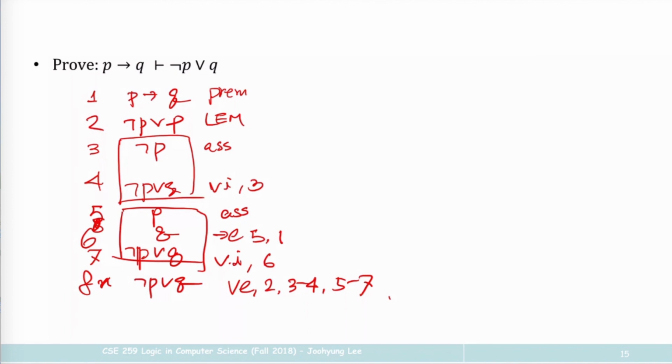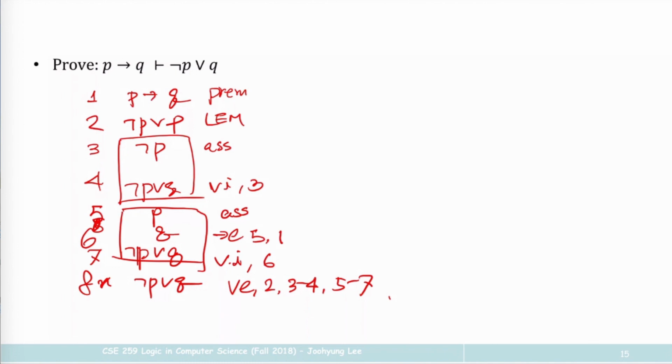Okay? Let me repeat. In the first box, we assume not P is true. From this, it's easy to derive not P or Q. In the second box, I assume P is true. But since P is true and P implies Q is true, I can derive Q is true. From this, I can derive not P or Q is true. So no matter which case we are in, not P or P, we derive the same formula, not P or Q. So we can derive not P or Q outside this case statement. Okay?